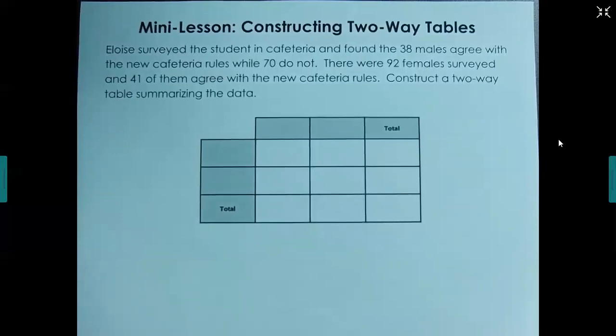found the 38 males agree with the new cafeteria rules, while 70 do not. There were 92 females surveyed, and 41 of them agree with the new cafeteria rules. Construct a two-way table summarizing the data.